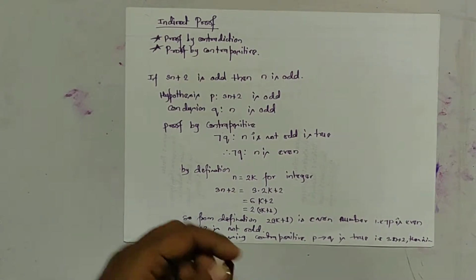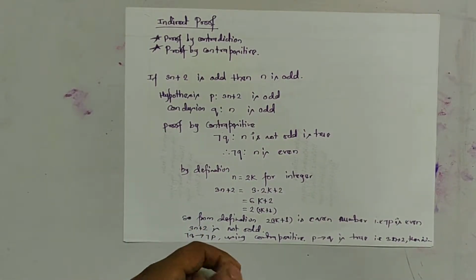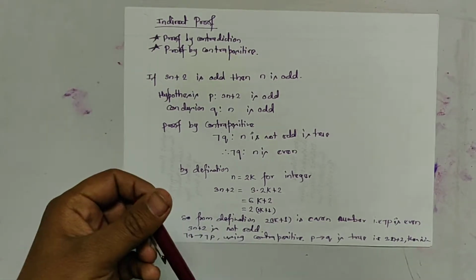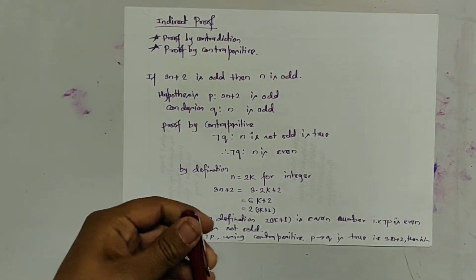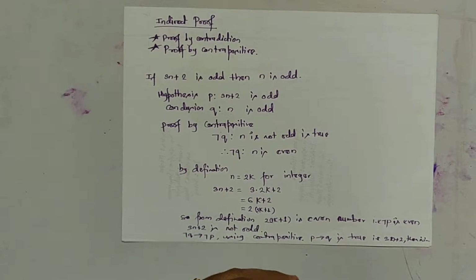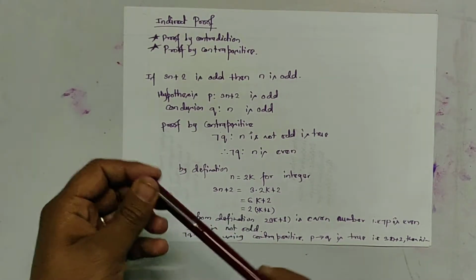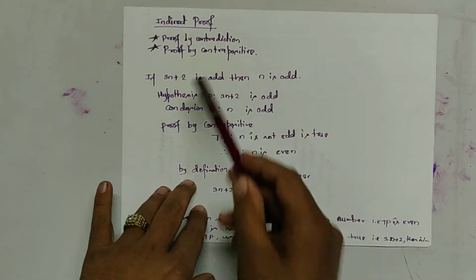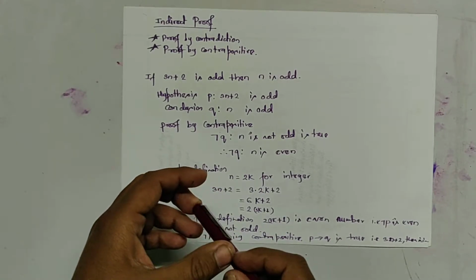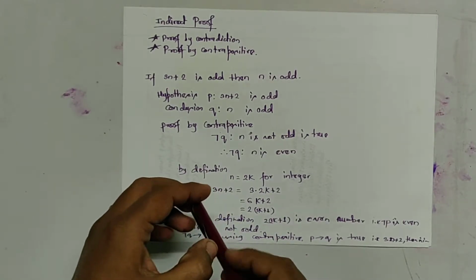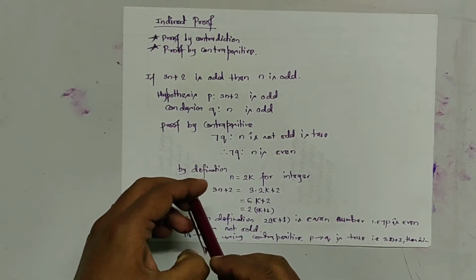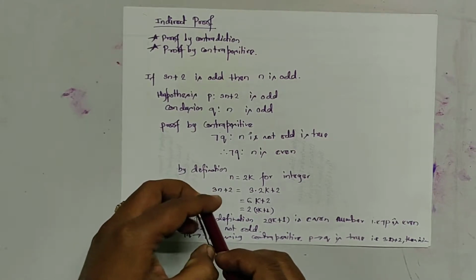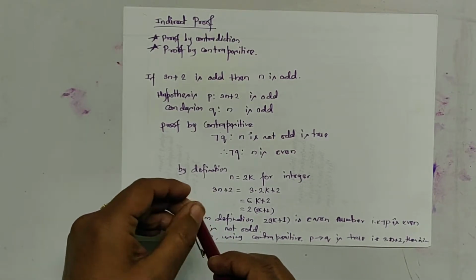Namaste. In this video, we are going to discuss indirect proof, which is a type of informal proof. Indirect proof can be classified into two types: proof by contradiction and proof by contrapositive. In indirect proof, when we follow a statement and try to solve it, it may be a dead end. That means there may be no solution.